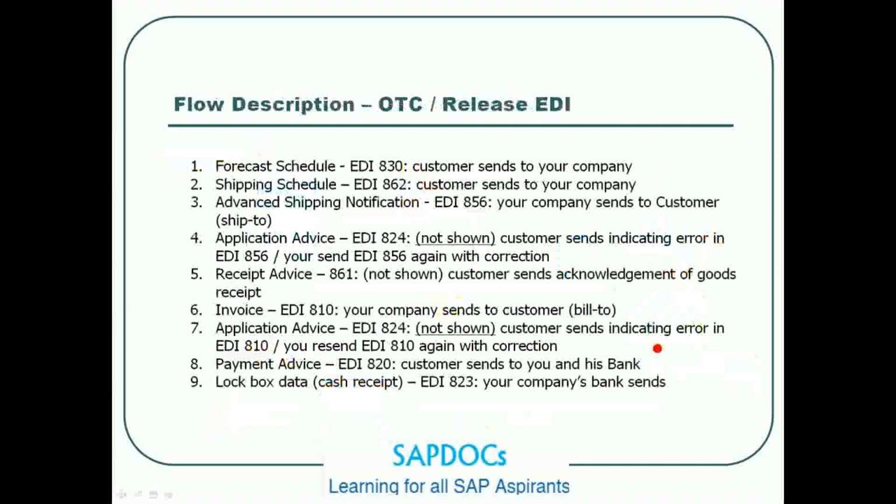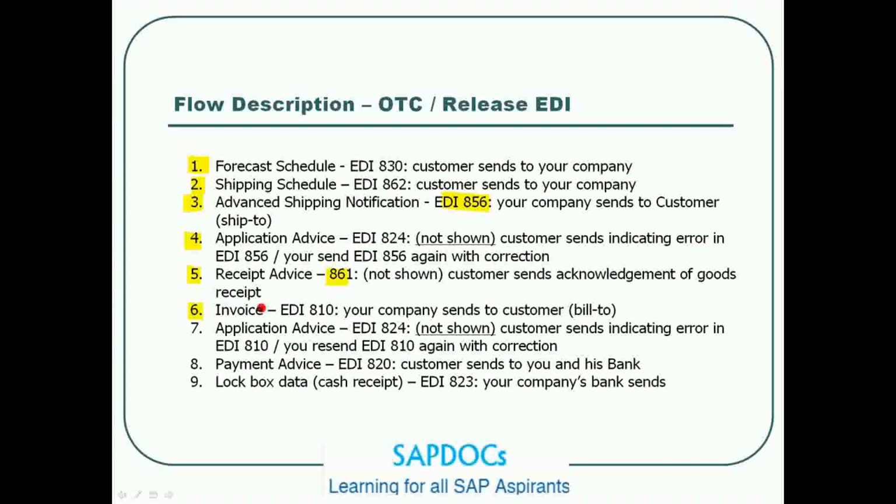If I go to the next slide for the flow description. Step 1, the forecast schedule, EDI 830. Step 2, shipping schedule. Step 3 is advance ship notice, or the 856 EDI. Step 4 is application advice, EDI 824, which is not shown in the flow. Step 5 is receipt advice, which is 861. It's also not shown. It is the acknowledgement of goods receipt.